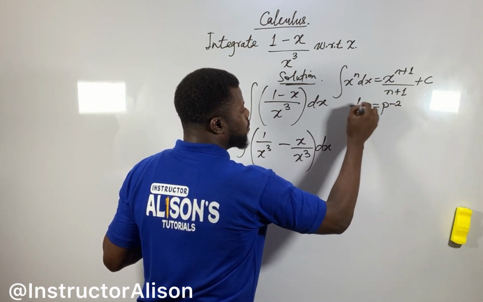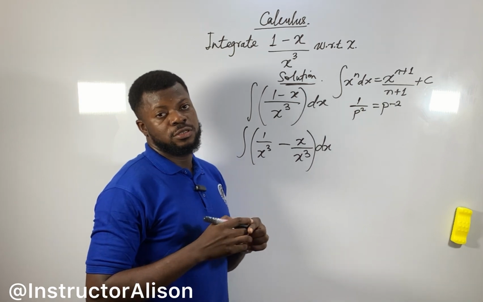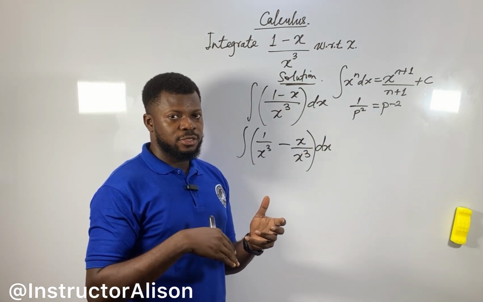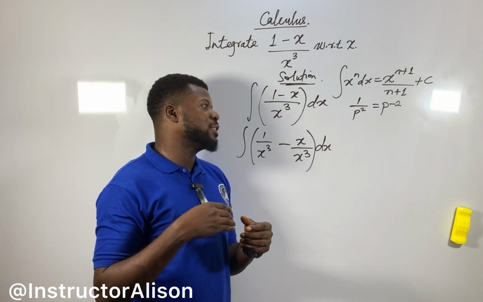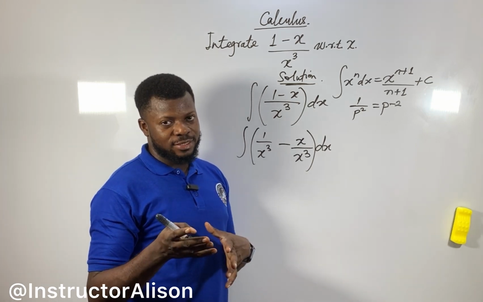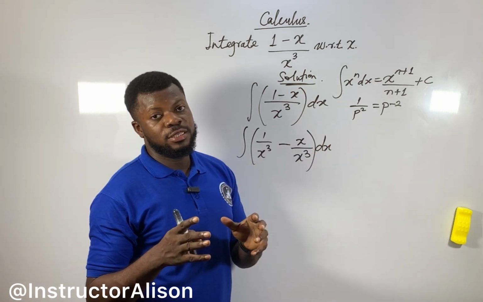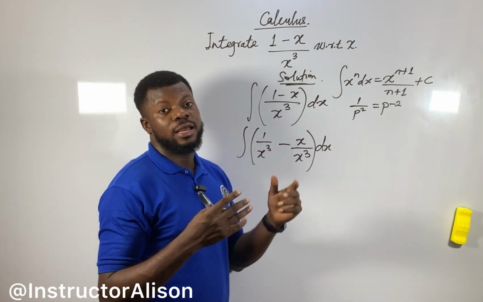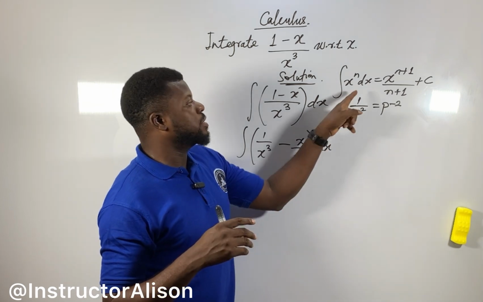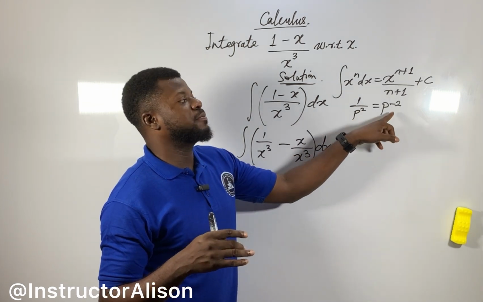This 1 over is called the inverse. Repeat after me: inverse. I am not going to bite your mouth. Another way they call 1 over is the reciprocal. So the reciprocal of p squared is p raised to the power of minus 2.